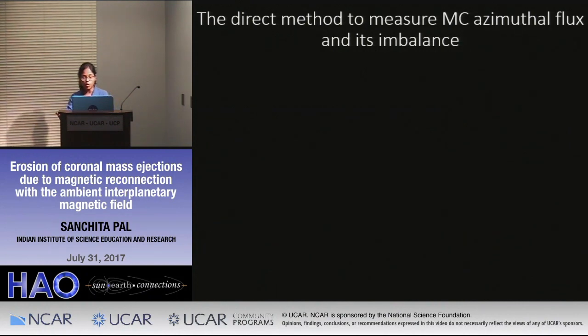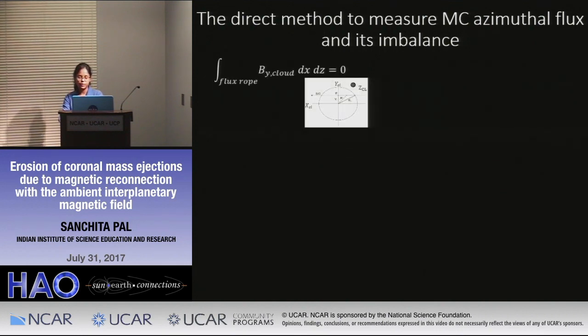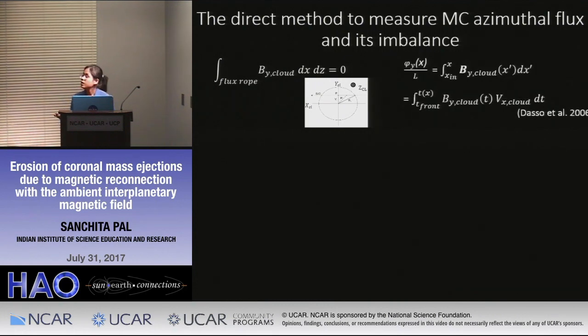It is called the direct method because we directly calculate the magnetic cloud flux from the observed values. It is based on the fact that the gradient of B is equal to 0 in the plane formed by x cloud and z cloud. The azimuthal flux is this one: the integration of the By cloud component along the spacecraft path, which can be written in this way.